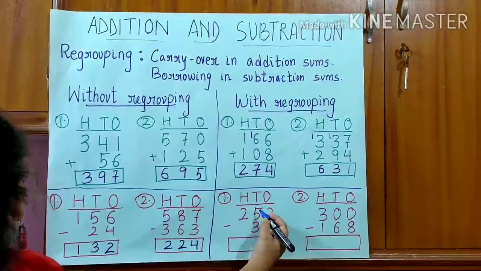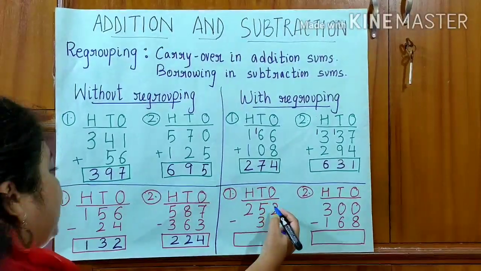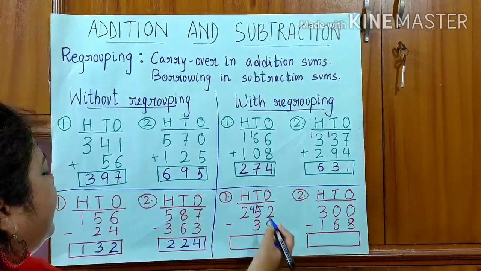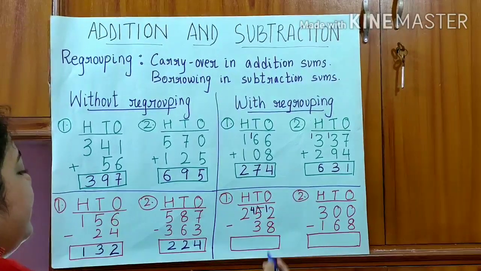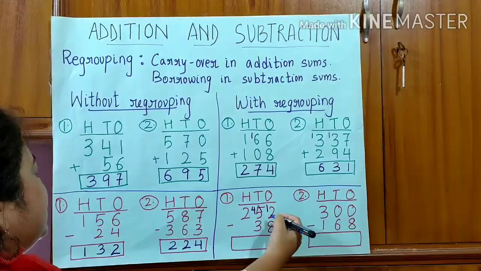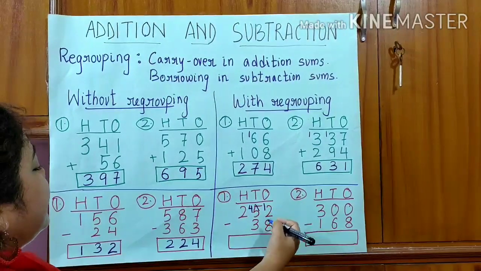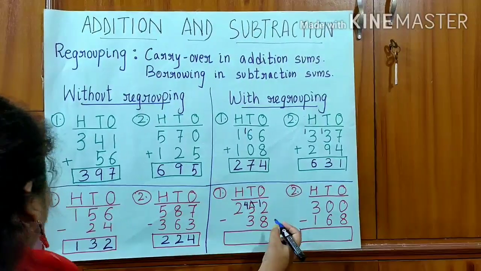So regroup 1 ten into 10 ones. So we have to regroup this, right? How do we do that? We have to deduct, we have to make it 4. Then we are going to regroup this into 10 ones. So we have got 12, then 8. So we can do that. 12 ones minus 8 ones. That will be how much? That will give us 4.